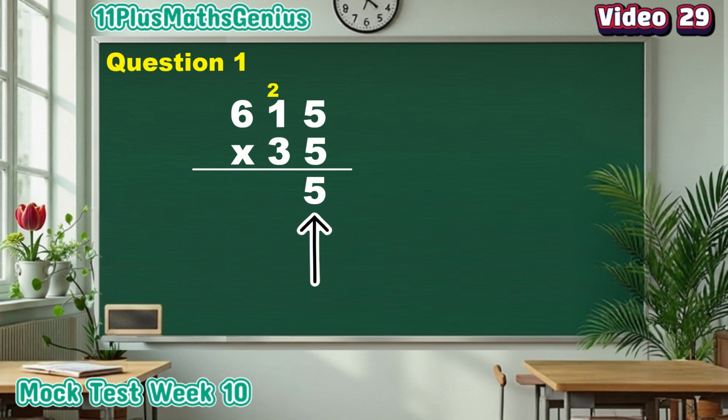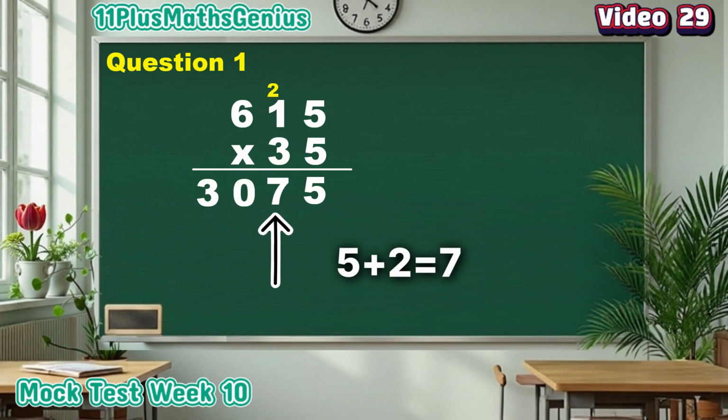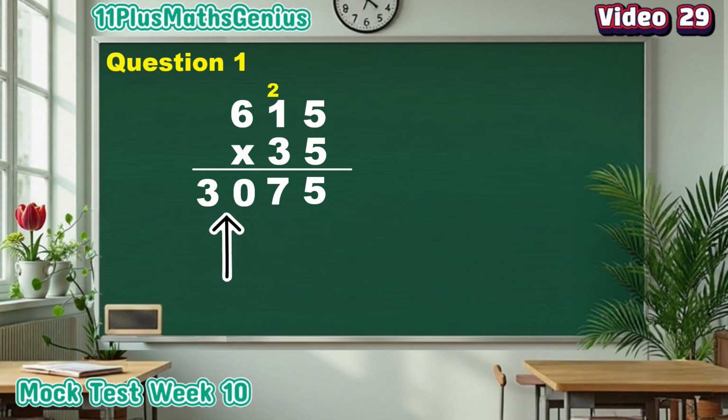5 times 5 is 25, carry forward 2. 1 times 5 is 5, plus our carry forward 2, it's 7. 6 times 5 is 30. We block the ones column on the second line. Let's continue. 5 times 3 is 15, carry forward 1. 1 times 3 is 3, plus our 1 and we get 4. And 6 times 3 is 18.